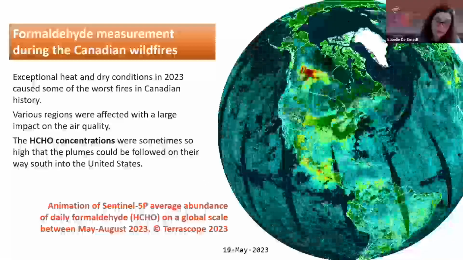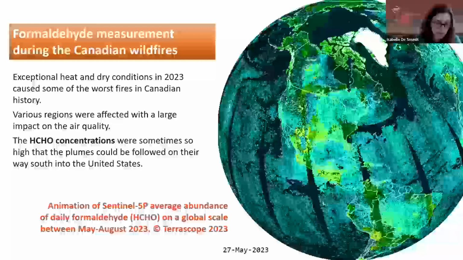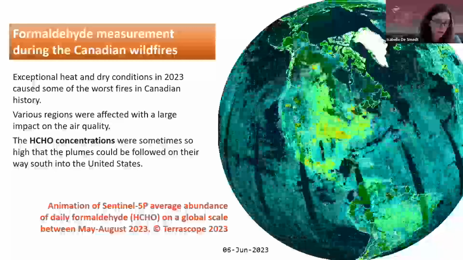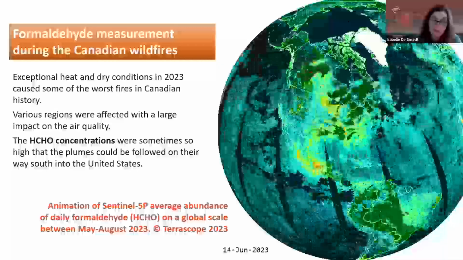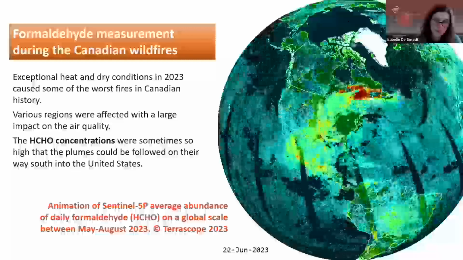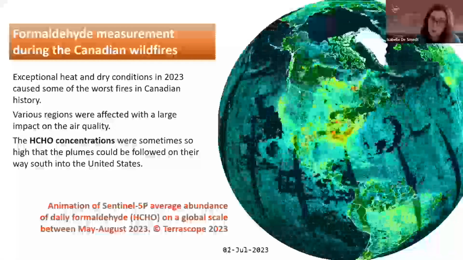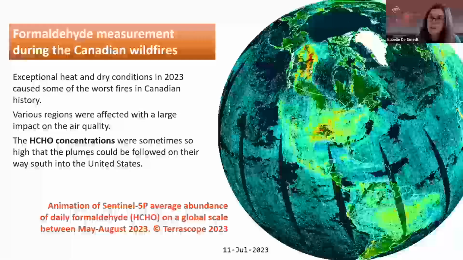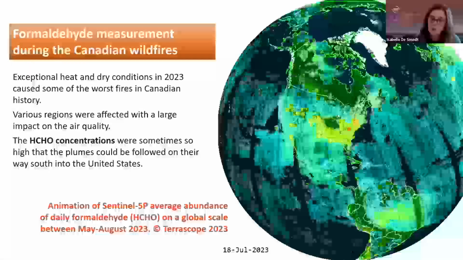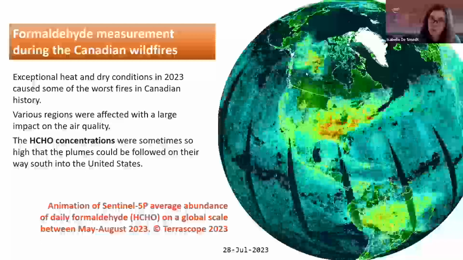And the emission of hydrocarbons, or NMVOCs, from the fire were so important that we observe very long-range transport of formaldehyde column and plumes. So you can see the plumes can go very far away from the source in Canada.